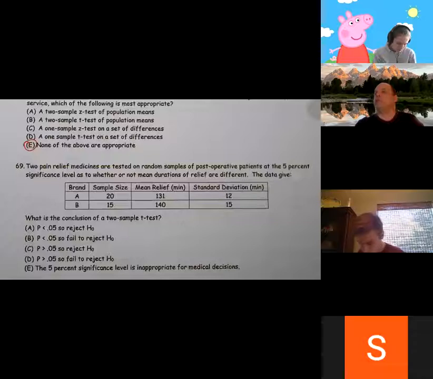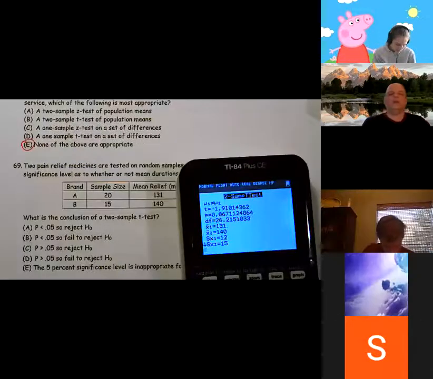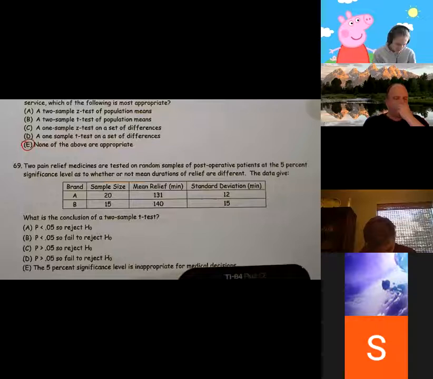above. Question 69. 2 pain relief medicines are tested on random samples of post-operative patients at the 5% significance level as to whether or not mean durations of relief are different. The data is given below. All right, first off, it says, what is the conclusion of a 2 sample t-test? Well, I need to go ahead and run this thing. So give me a moment. I'm going to pause this while I input the data because I haven't done that. Okay, so resuming the recording, it says, what's the conclusion?